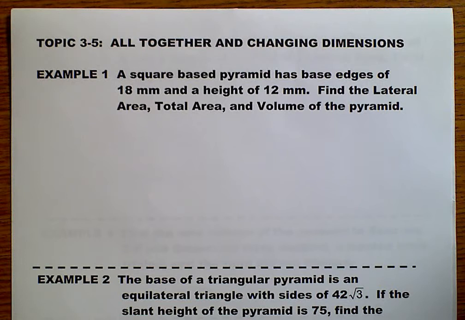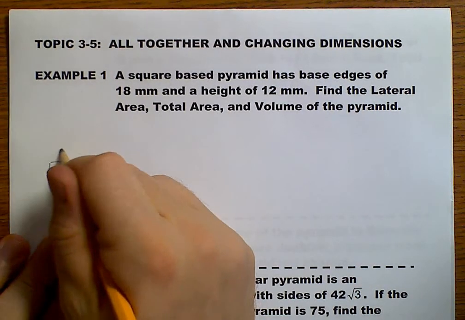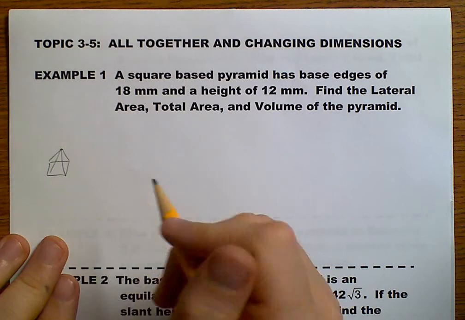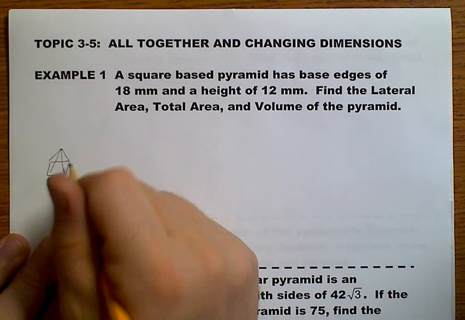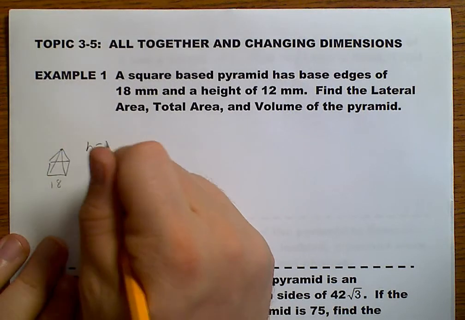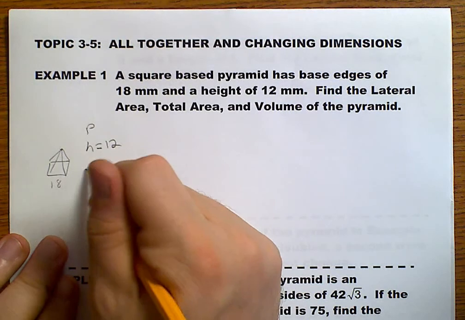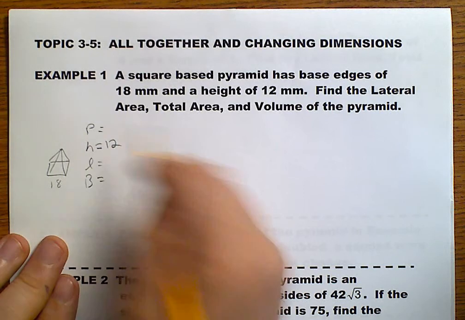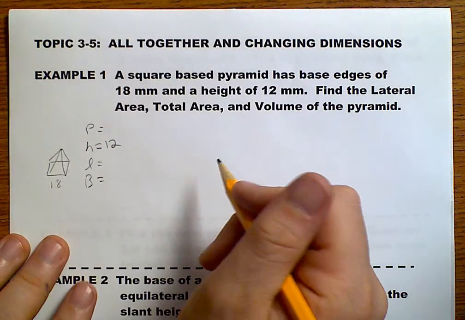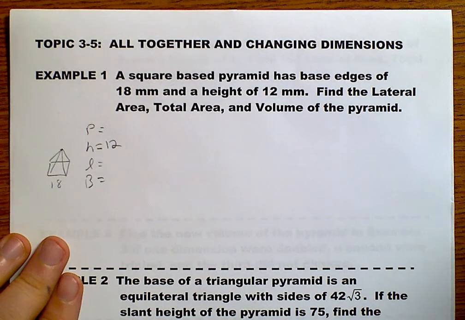So, example 1 has a square-based pyramid with base edges of 18 and a height of 12. Well, we still need to find the perimeter, the lateral area, and the area of the base. So, if my side is 18, 18 times 4 gives me 72.